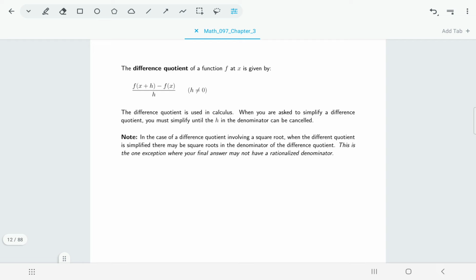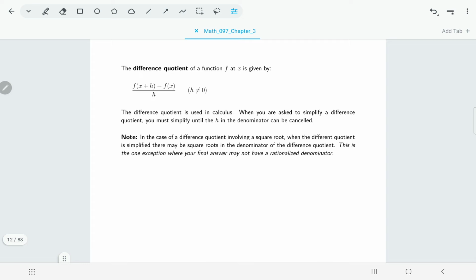There is one little thing to note here, and this is a little exception to how we live our lives usually. Up till now, I've said anytime you see a fraction, if there's roots, you need to make sure that you rationalize the denominator. This is the one exception where we will not be rationalizing our denominator. We're going to see an example where having a difference quotient in simplest terms will mean having roots in the denominator, and there's no way around that. So if you're looking at a difference quotient and it's a function involving a root, your final answer may not have a rationalized denominator, and that's fine. So we'll see that in just a moment.